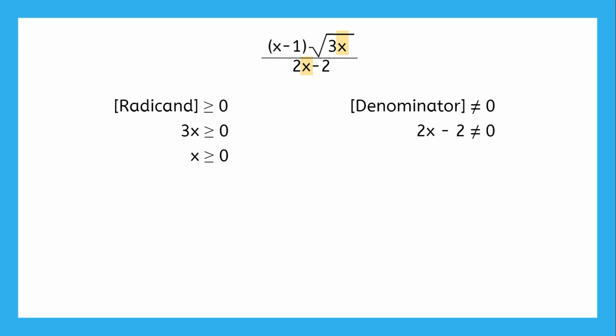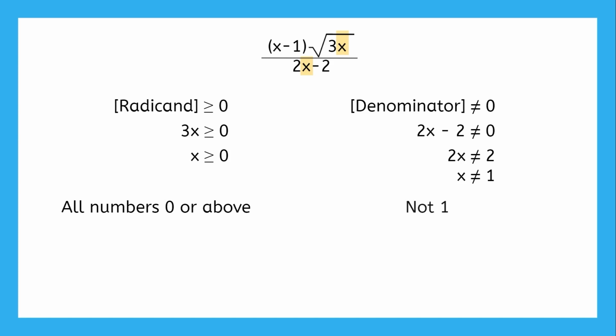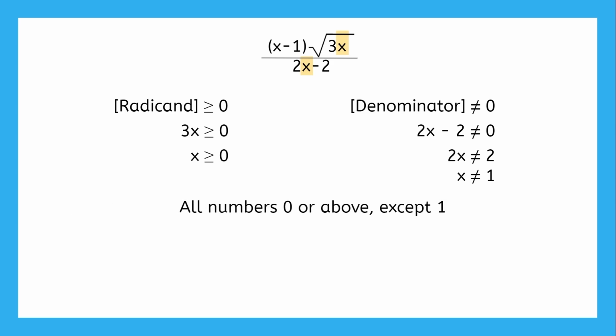So we put the denominator where it goes, and notice we put the entire denominator in, not just the term with x, and solve. Add 2 to both sides, then divide by 2. X can't be equal to 1. Now to put these two domain restrictions together. The domain includes all numbers 0 and above, and the domain does not include 1. So if we put them together, we get the domain is all numbers 0 and above except 1.